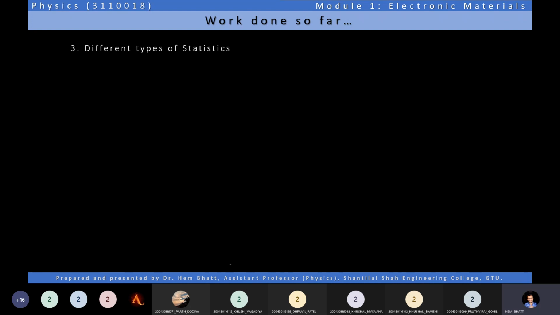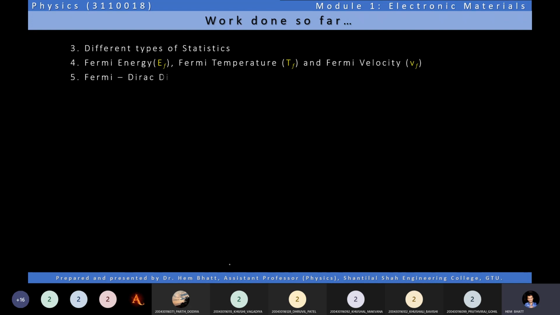Afterwards, we had different types of statistics. Fermi energy, Fermi temperature, Fermi velocity we saw. Then the Fermi-Dirac distribution function and its nature we discussed. And last time we had a very important topic, density of states. With the help of density of states, we will be able to find out the nature of energy bands, and we will be able to differentiate between good conductor, semiconductor and insulator, poor conductor.